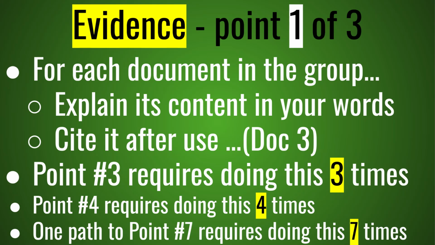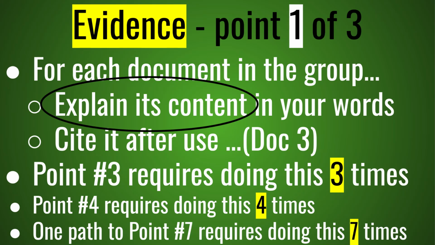Point number 3 on the rubric requires doing this 3 times. Point number 4 requires doing it 4 times and then actually applying the reasoning. Also, one of our paths to point number 7, the complexity point, is using all of the documents. So I would say that at an absolute minimum, you have to use 3 or 4, preferably 4 for that second point. But I would strongly urge you that if you understand all 7 documents, you try to use all 7 documents. And if you don't, that you still use 5 or 6, just to be safe and have that insurance.